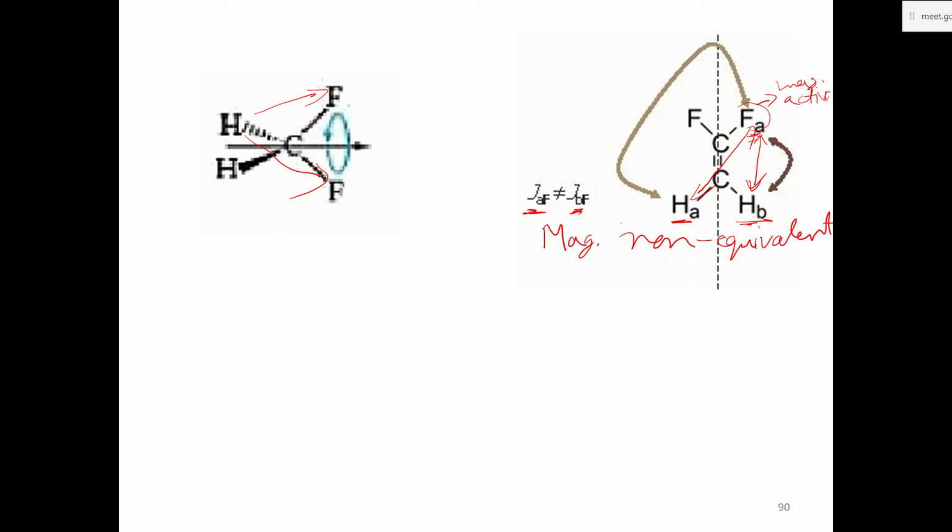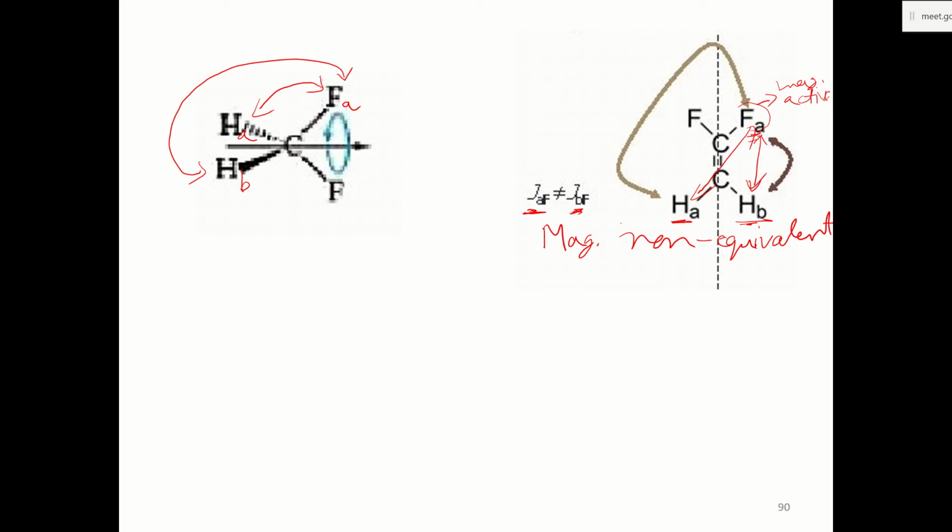Okay, so here the same analysis: if you try to do it here, put A and B like this, and let's take this as A, fluorine. Try to find out the interaction of Fa with Ha, how it interacts, and the same interaction of Fa with Hb.